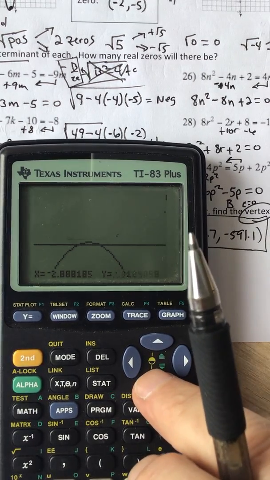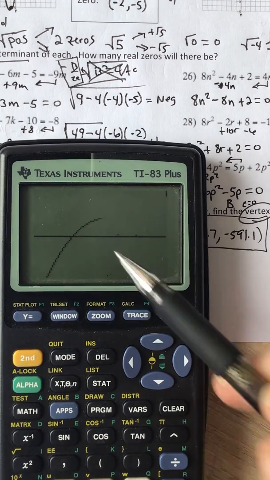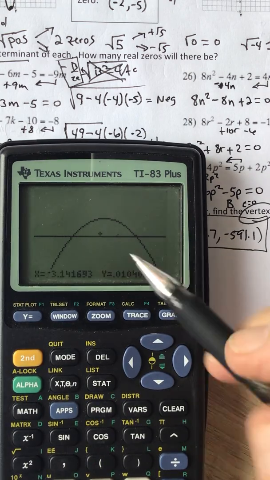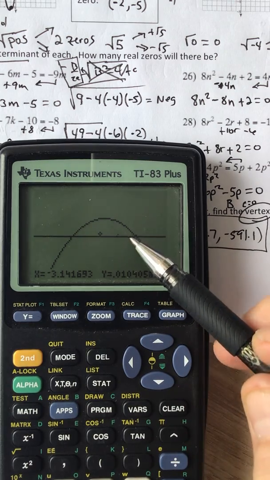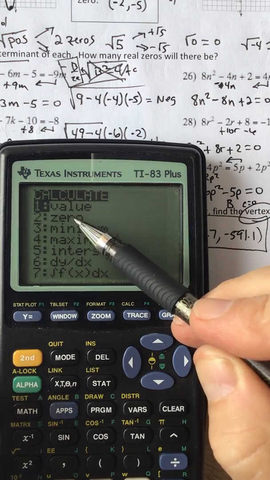And I'll draw my zoom box over to here and let it zoom in between there. See, it just zoomed in more. It's more obvious that there actually are 2 zeros. So to find them, I want to go to calculate. Second, calculate the zero.